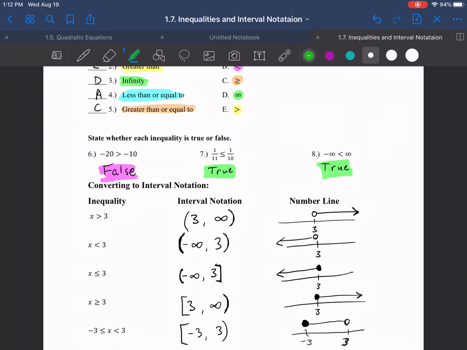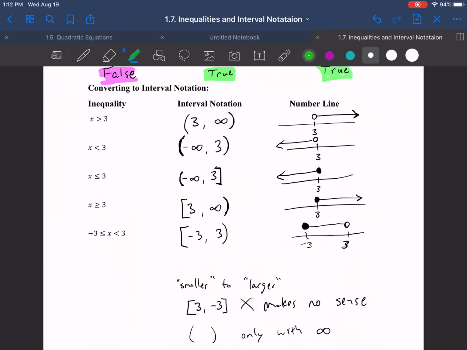All right, next let's take a look at these inequalities and start talking about converting them over to interval notation. So this right here tells us that every x is greater than 3. We're looking for any number greater than 3. So we can write this in interval notation, where you write from left to right. The way we'd write this one is we'd put a parentheses, then the number 3, then a comma, and then out to infinity because we have no bound to the right, and then an open parentheses.